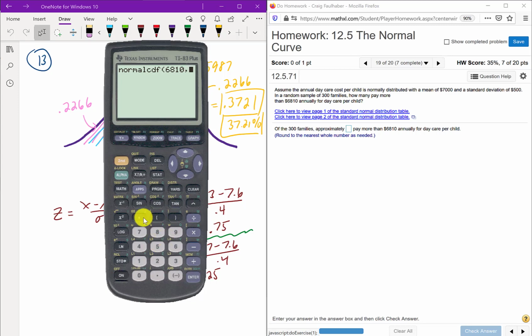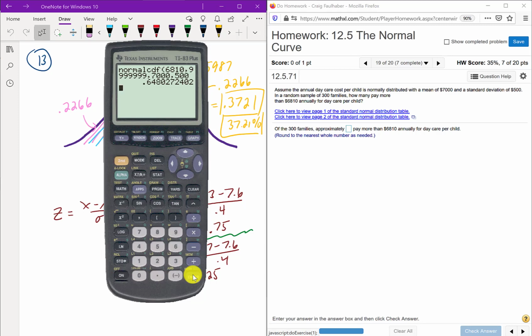Well, we can't type infinity into this calculator, so we're just going to have to type in a really big number like 9999999 or something like that. So now we're looking for all of the families who pay between $6,810 and whatever this is, over $9 million. So that gives us our lower and upper limits. The mean of this distribution is 7,000. And the standard deviation of this distribution is 500. So if we hit enter on that, that tells us that 64.80% of our families are paying more than $6,810 annually for childcare.